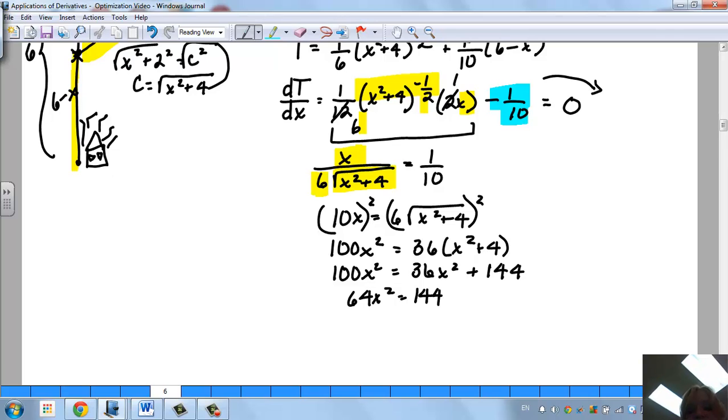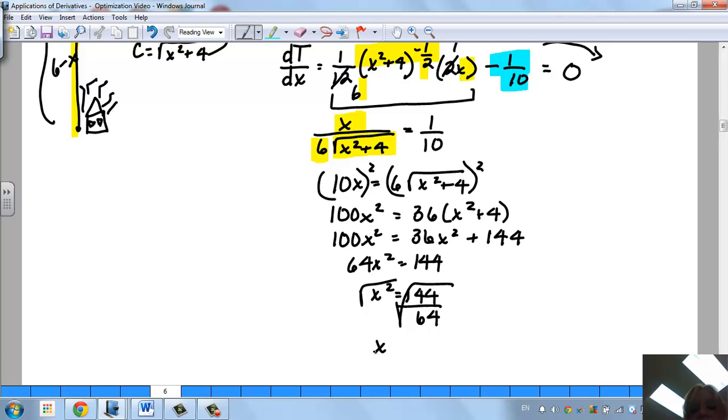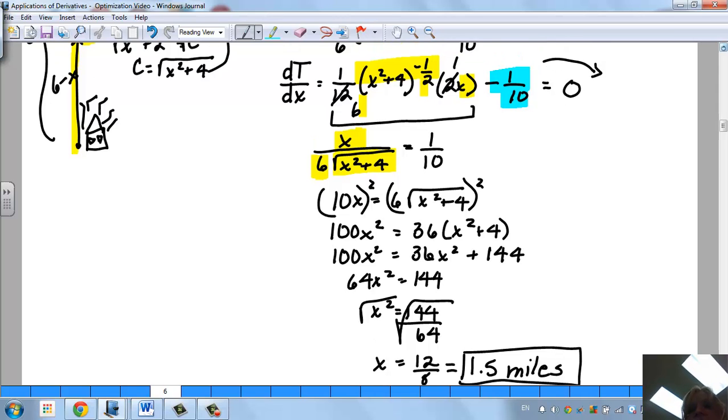Divide by 64 on both sides, so I have x squared equals 144 over 64. Then I'm going to take the square root, and when I do that, I have x equals 12 over 8, which reduces to 1.5. Now when we're talking about 1.5, what does 1.5 stand for? Well, that's going to be the miles, because that was the distance that she has to row down to the shore. So that's kind of interesting.